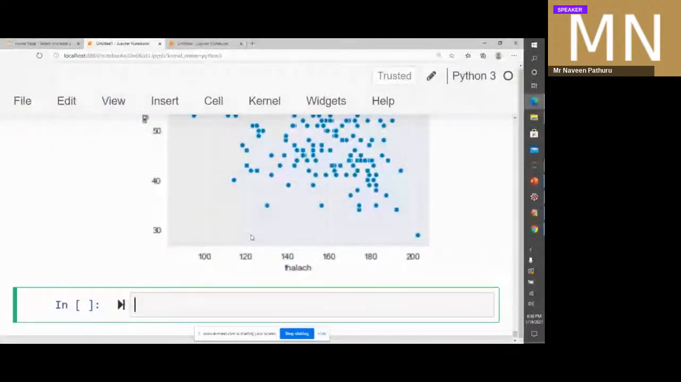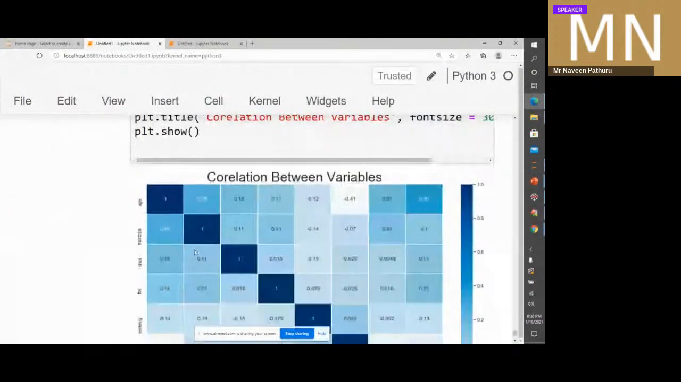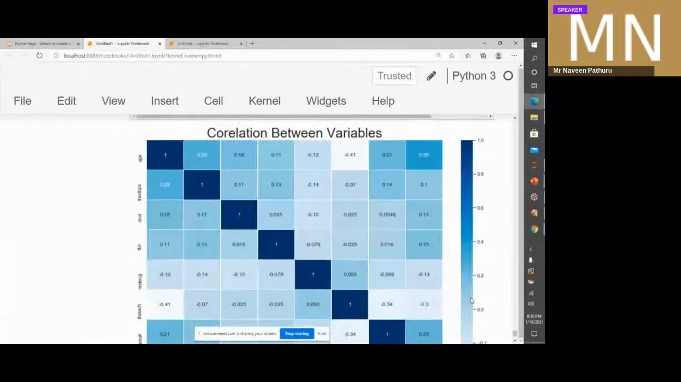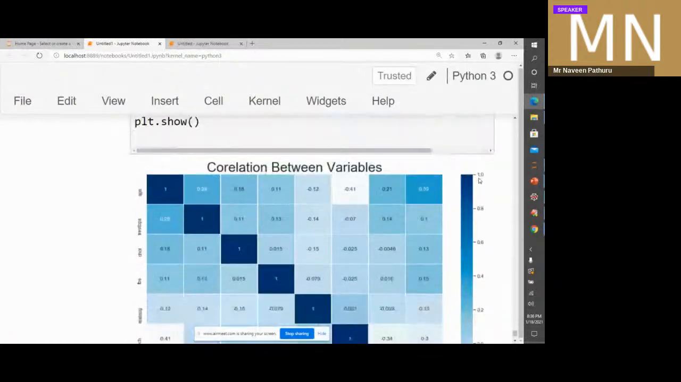This will not only tell us which are important variables. So notice here, what's happening on the right hand side is, if you take a look at this one, as you're moving upwards here, it's becoming dark blue. That is 1.0. So what does that mean?